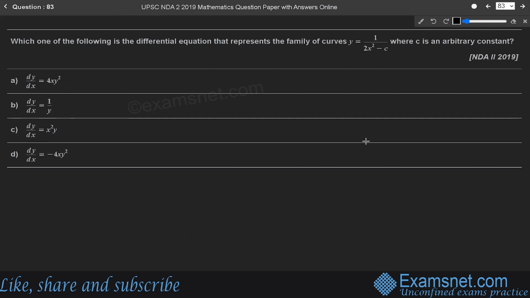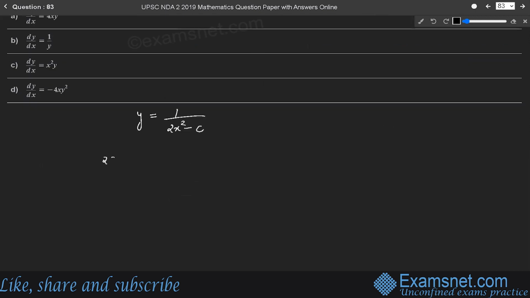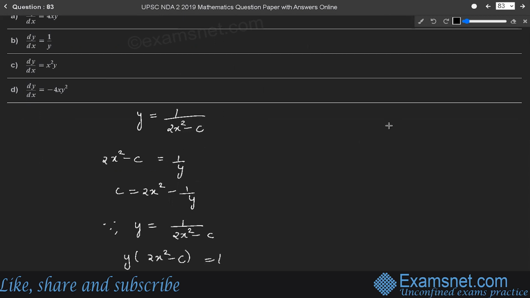The next question is, which one of the following is the differential equation that represents the family of curves y is equal to 1 upon 2x square minus c, where c is an arbitrary constant? So this equation can also be written as 2x square minus c is equal to 1 upon y. So c will be equal to 2x square minus 1 upon y. Since we know that y is equal to 1 upon 2x square minus c, therefore y into 2x square minus c will be equal to 1.